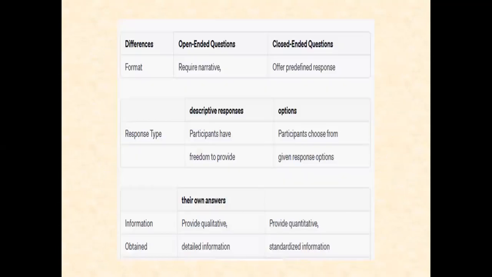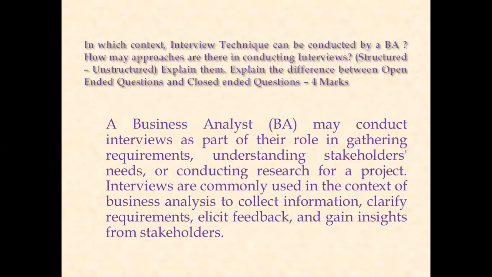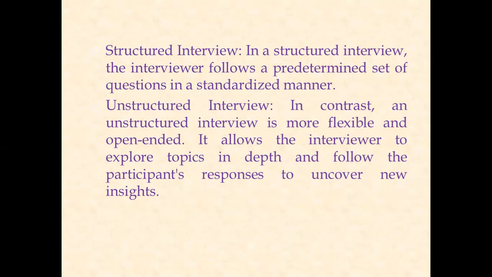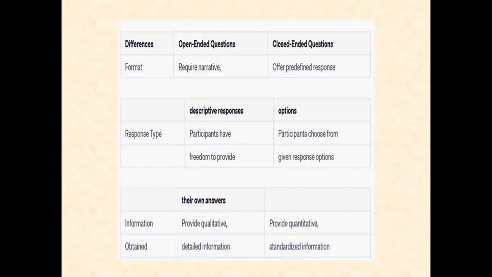Okay, guys. Then the next question is to explain the difference between open-ended questions and close-ended questions. Basically, what are open-ended questions? Where there is some explanation required. Close-ended questions are short questions, yes-no kind of questions. So open-ended questions are where you require a narrative, where the participants have the freedom to speak and the information is qualitative. What is close-ended? Close-ended is where you already have a yes-no answer. You can only choose from the given options and the information is quantitative.